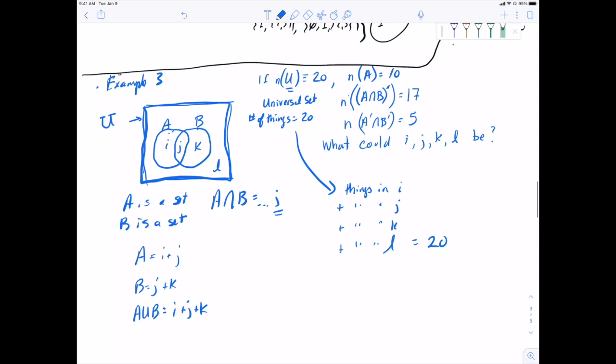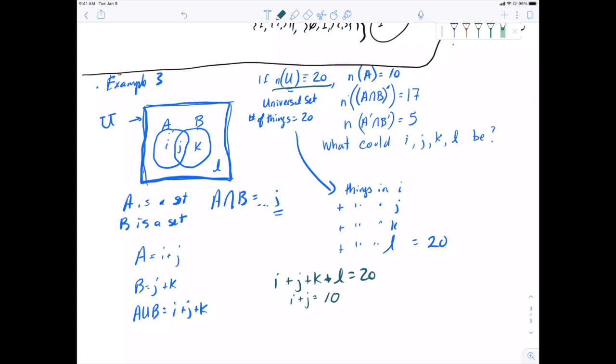Let's write some math down here. Let's do this in gray. So we know that the universe is 20. So it's I plus J plus K plus L equals 20. Let's see. So A is 10. A, remember, is everything in here. So I plus J equals 10.